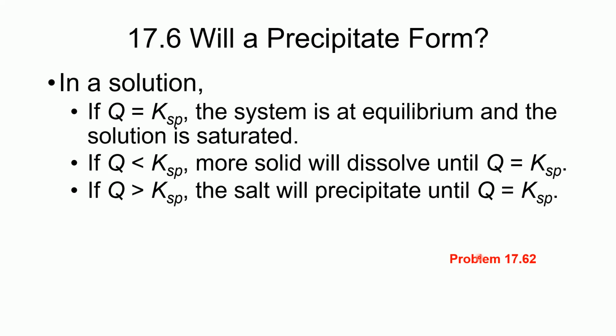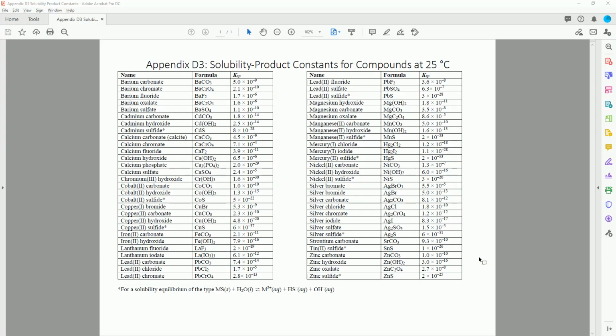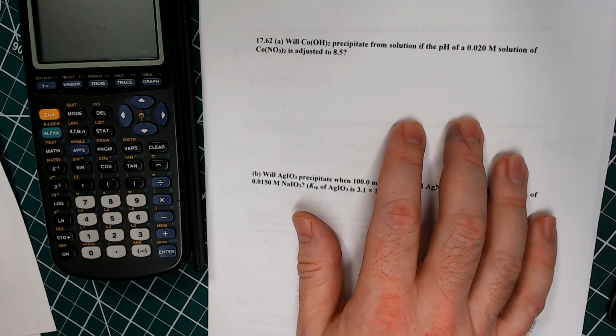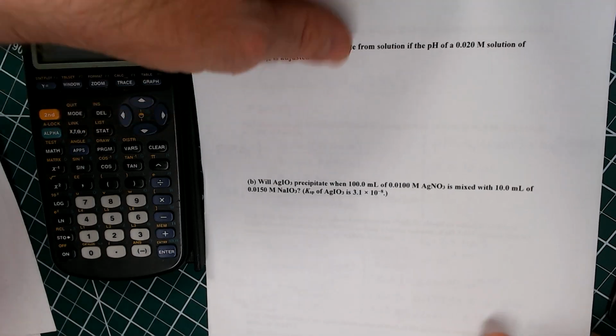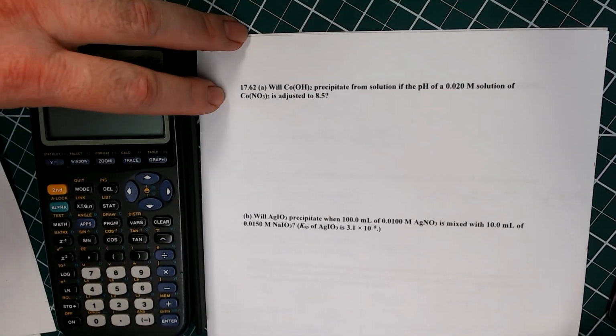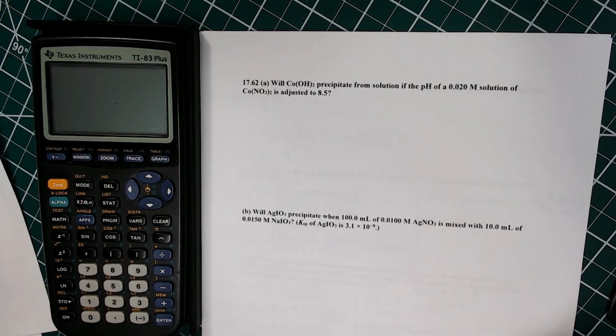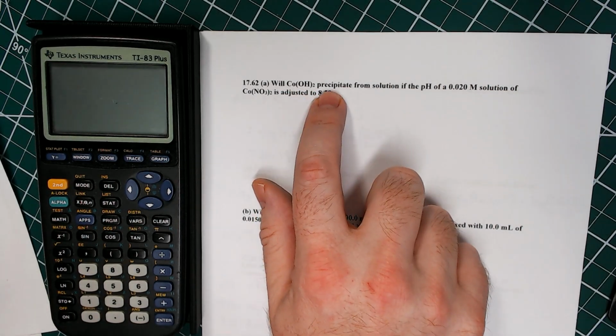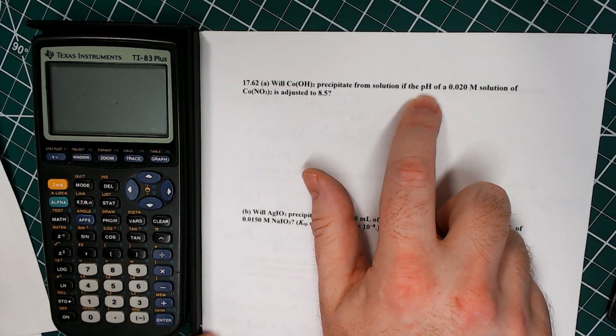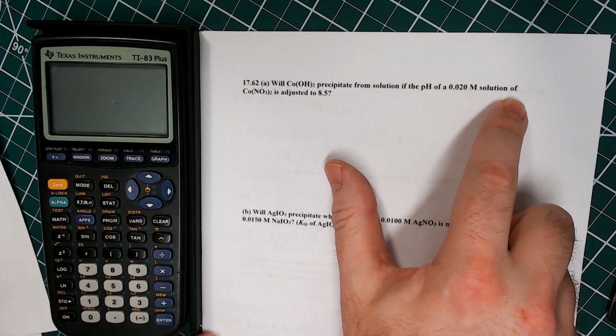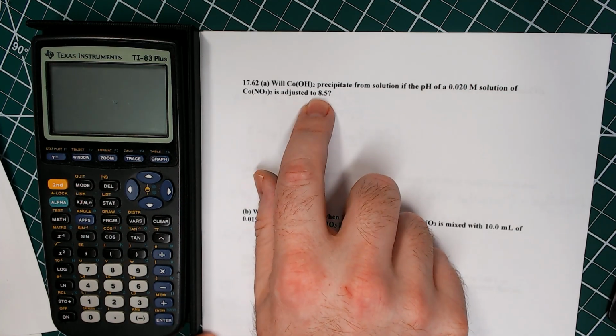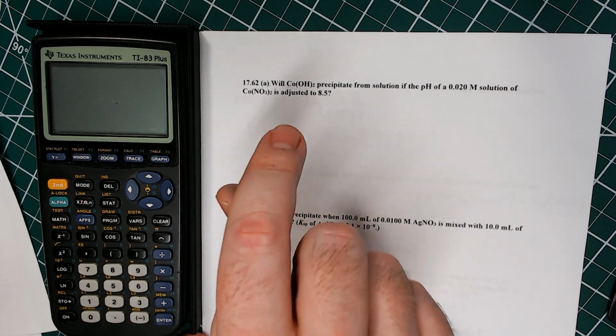And so now we're going to look at problem number 62 on the in-class assignment. Will cobalt hydroxide, that's cobalt-2 hydroxide, precipitate from a solution if the pH of a 0.020 molar solution of cobalt nitrate is adjusted to a pH of 8.5?